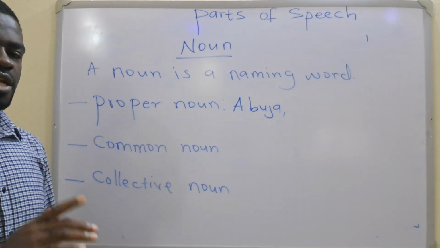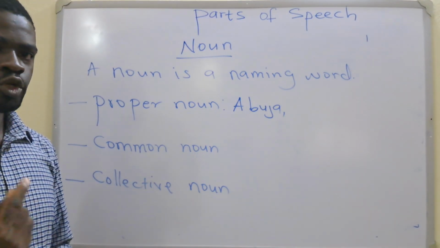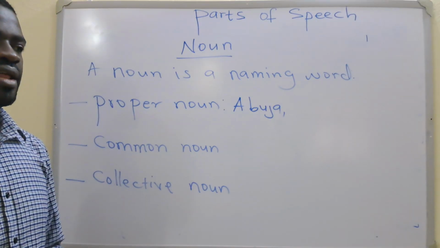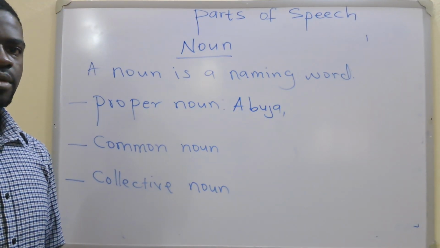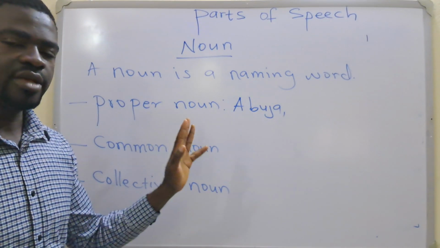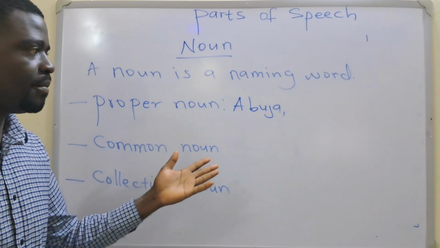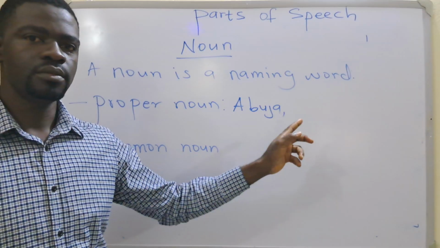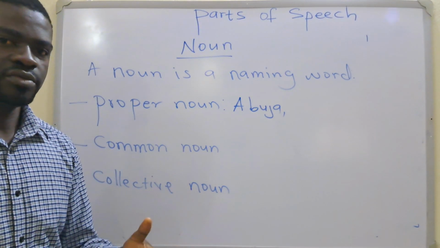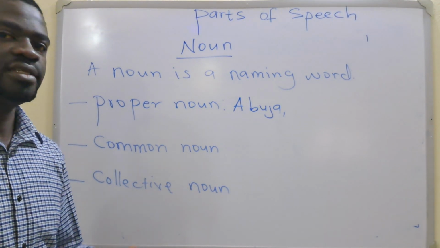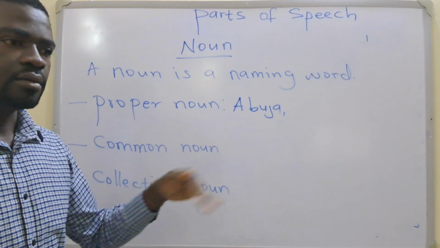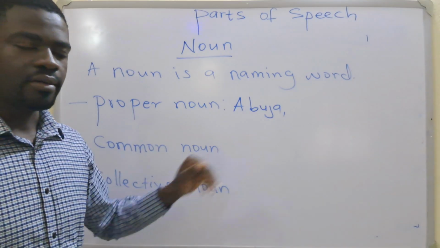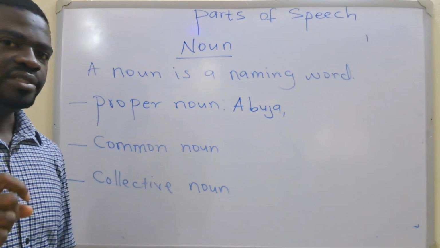If you have institutions, say schools, government agencies, or ministries that have special names, then those names are proper nouns. For example, you can say Government Secondary School, Suleja, that is a proper noun, or University of Ibadan is a proper noun because it's a name of a particular school.